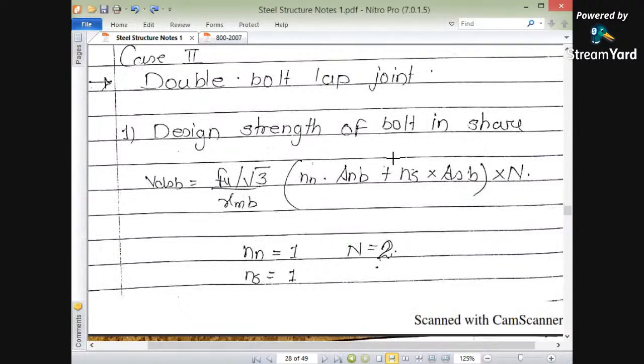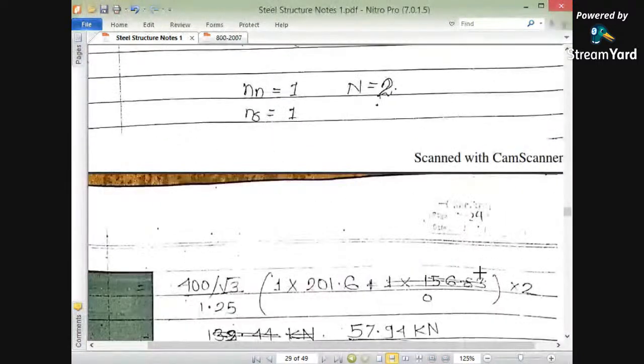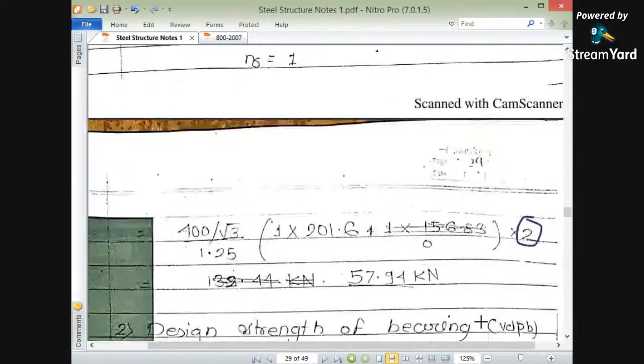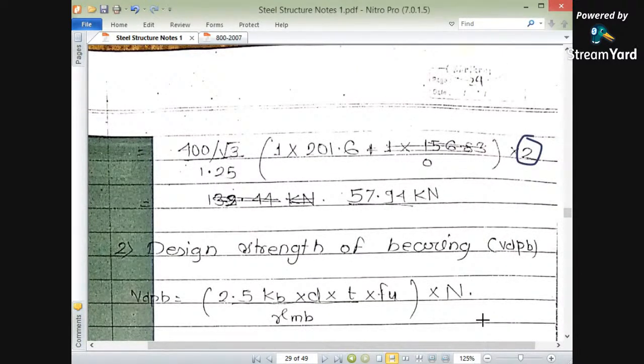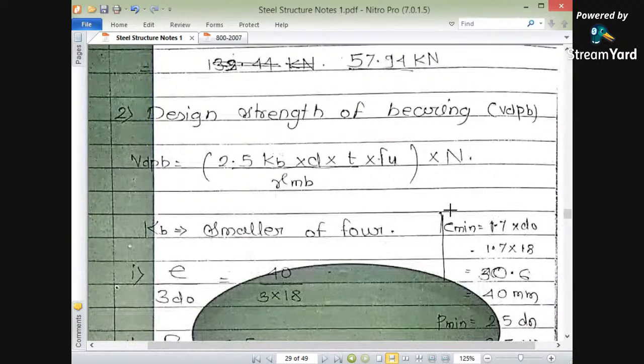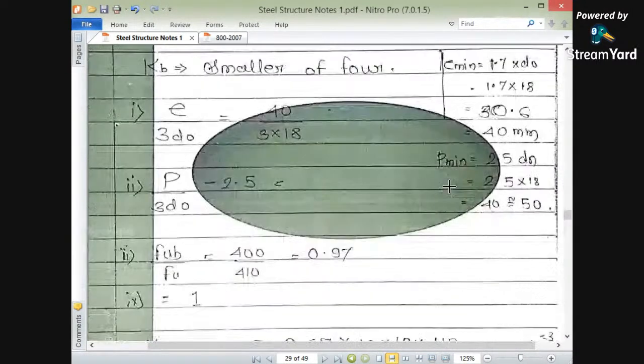The design strength of bolt in shear, again the same thing we have to calculate, but in this case we have to take it for double bolt. So here we are taking n as 2 for double bolt, and in the previous problem we had taken this as 1. The same procedure is there, only we have taken this n as 2. Why? Because it is double bolt.